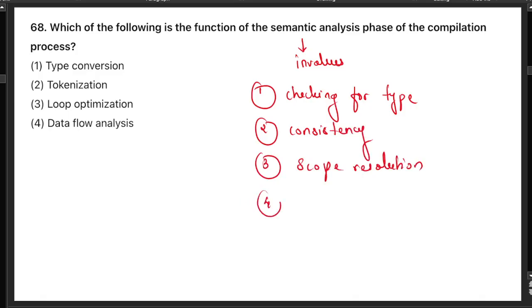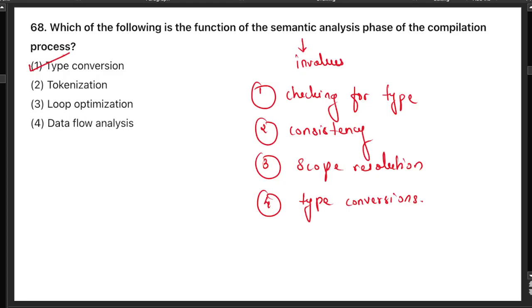And fourth is type conversions. This is what it involves. And what is type conversion? It is a critical part of the semantic analysis phase, as it ensures that the operations are performed on compatible data types. So that is what type conversion is.